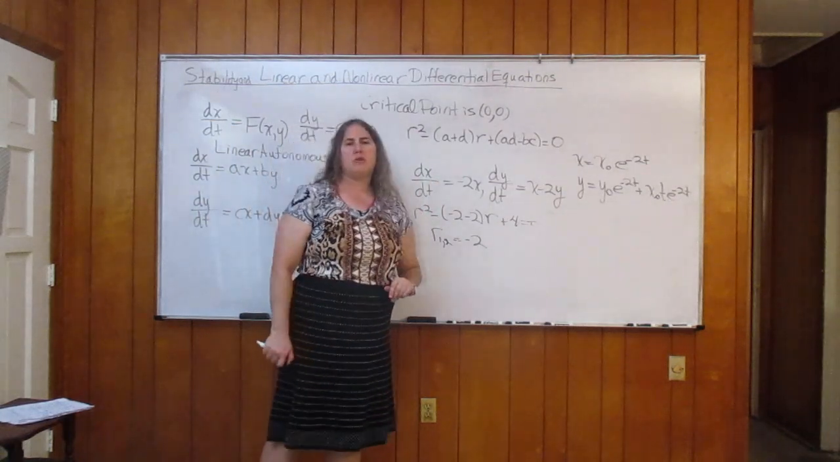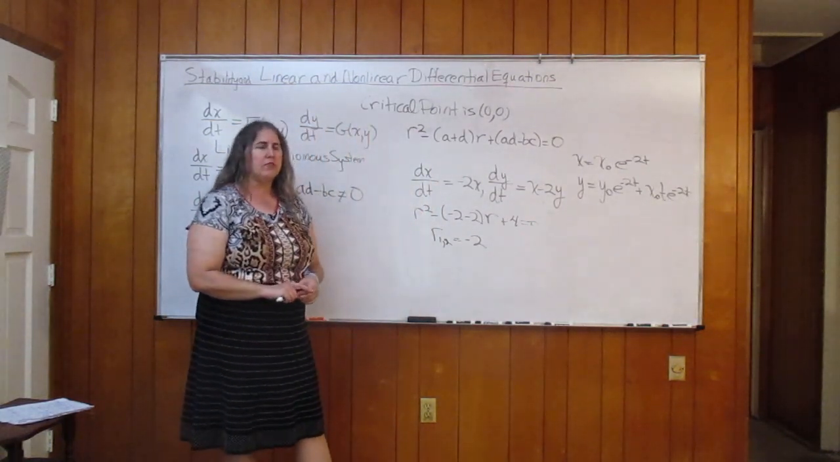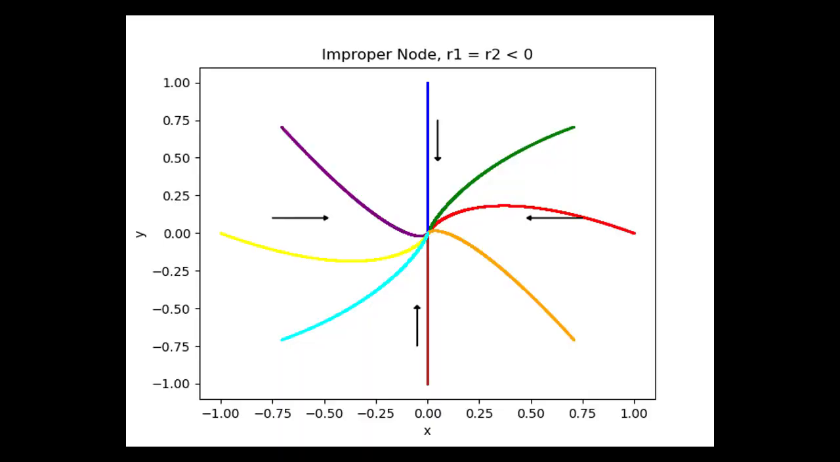This actually will once again lead to an improper node, but its form will look a little bit different from before. The critical point for this system is also an improper node because the roots of the characteristic equation are equal and real. This critical point is also asymptotically stable because the trajectories approach a critical point as time goes to infinity. This plot is different from the other improper node plot because of the presence of the t times exponential term.